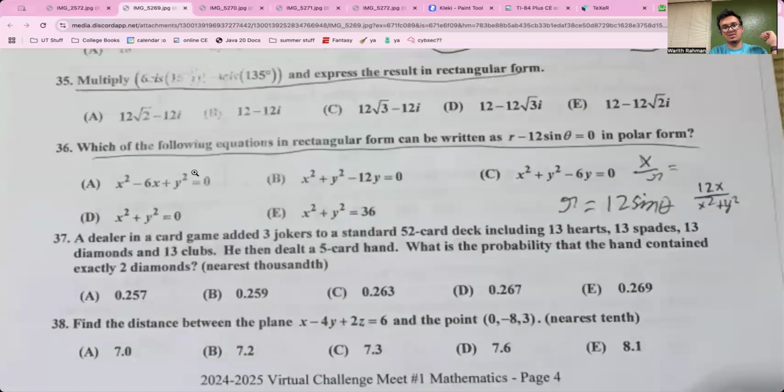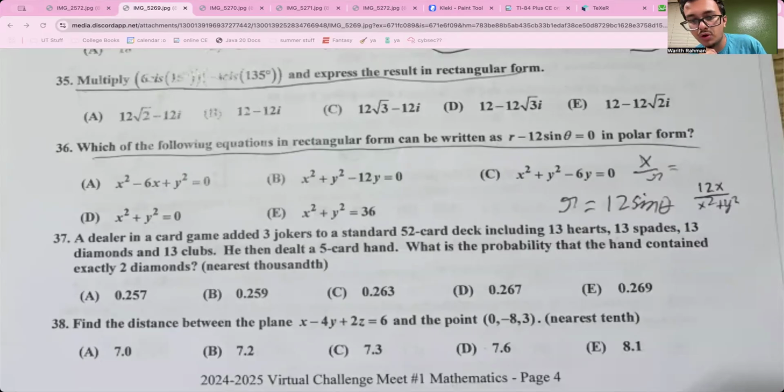Okay, 36. Which of the following equations in rectangular form can be written as r minus 12 sine theta equals 0? Okay, best way to do this is just actually convert this. So what we can do here is r equals 12 times sine theta. Let's go ahead and square each side, maybe? No. I have a better way.